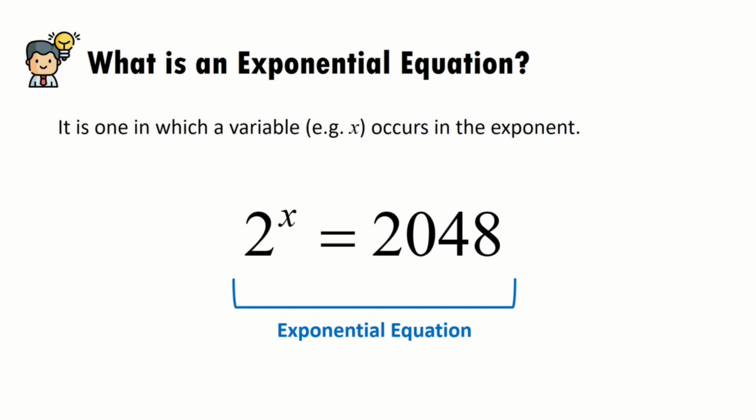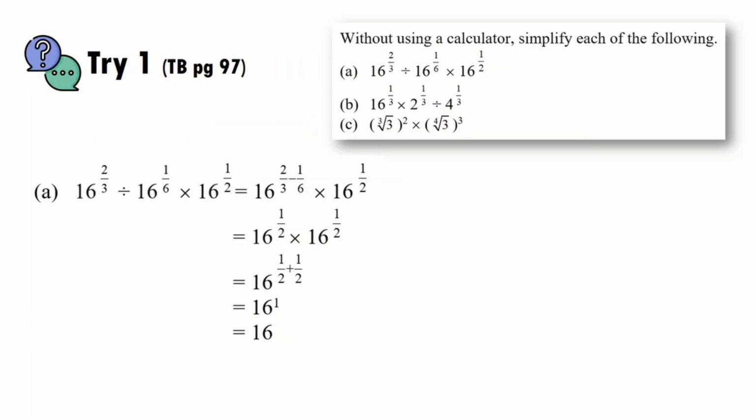So, what is an exponential equation? It is one in which a variable occurs in the exponent. I have over here 2 to the power of x is equals to 2048, and this is an example of an exponential equation. We see that we have 2 as our base and also x in the exponent or index. Sometimes we also say that x is the power. So when we have a variable in the exponent or as the power, this is what we call an exponential equation. Let us now take a look at try 1.